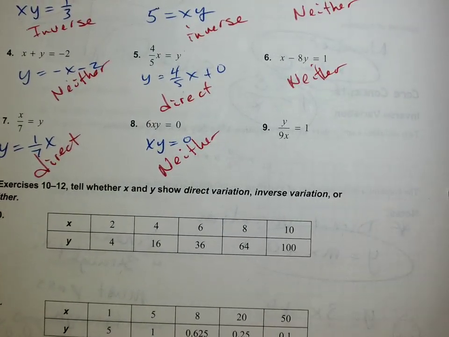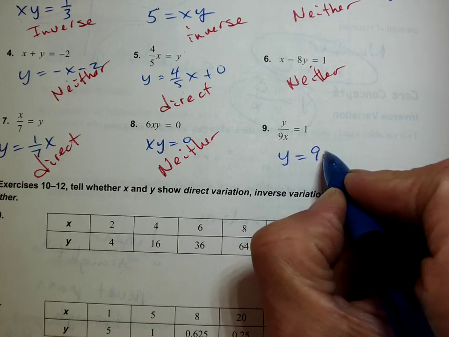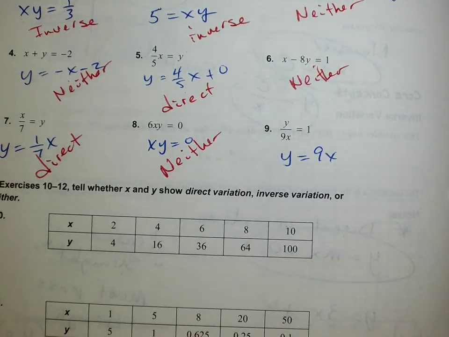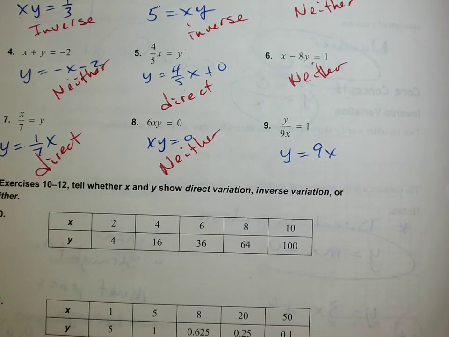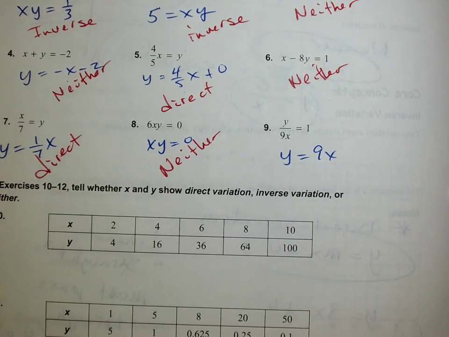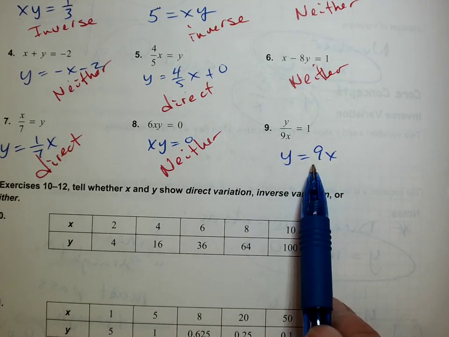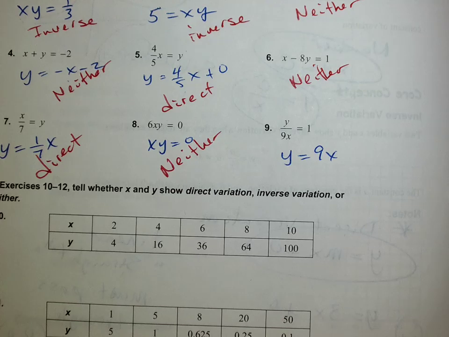Number 9. What if I rewrote it as y equals 9x? What do you think? You okay with my fancy move there, bringing it on up? Which one's this one? Sure looks like a slope to me. Direct.